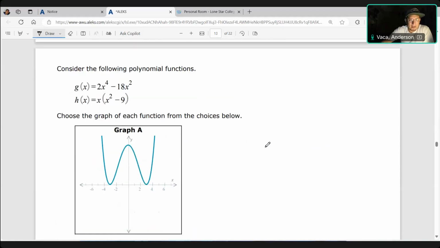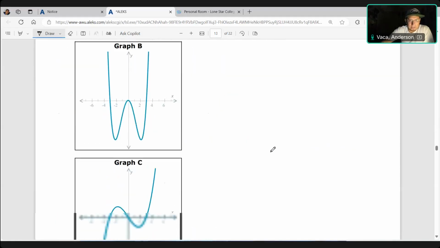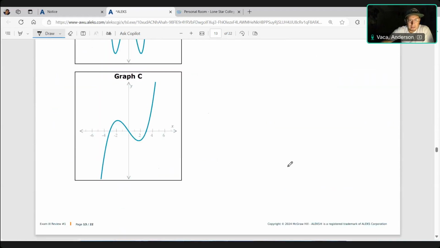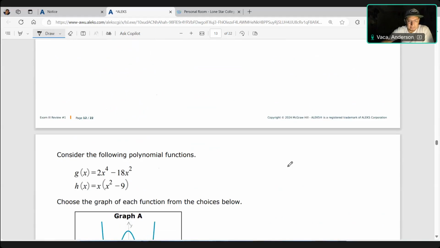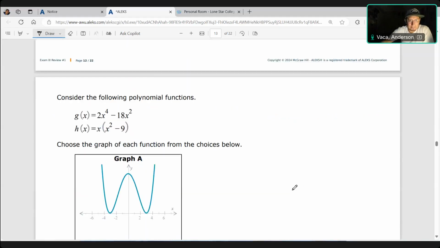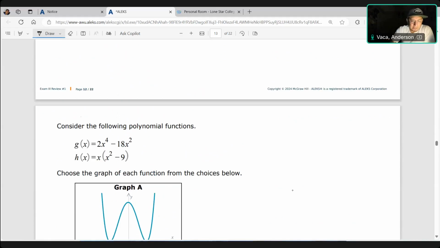Okay. All right. So number 24, it seems like it's just picking some stuff here. All right. Okay. What in the world? Okay, so for g. Let's see. I'm not really a fan of this particular example, but it is what it is.